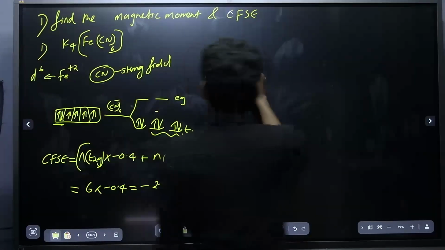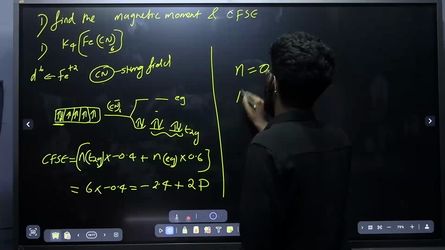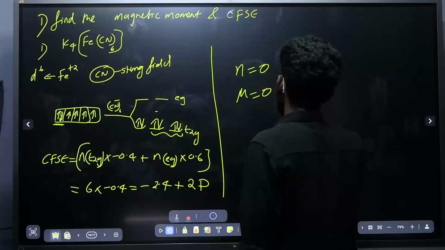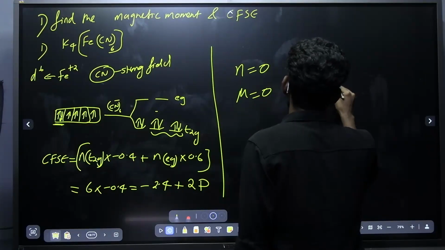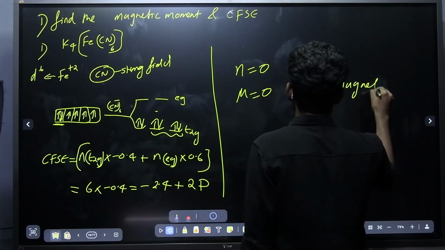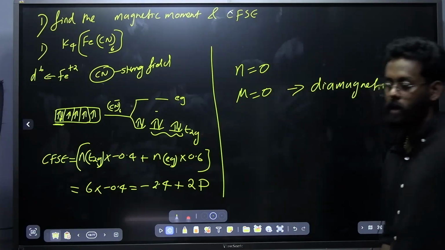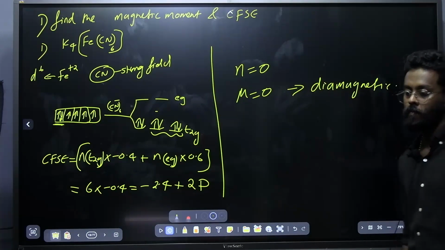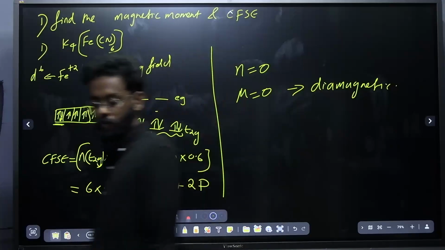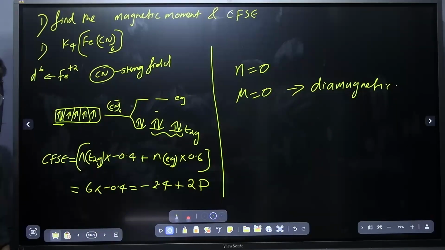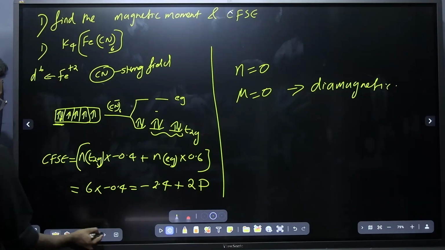Now the unpaired electron n value is equal to 0. So the magnetic moment value μ is equal to 0. So it is diamagnetic. Understood everyone? Is it completely clear to you? Okay, yes, thank you. Shall I give you one more example? One more example I can give you.